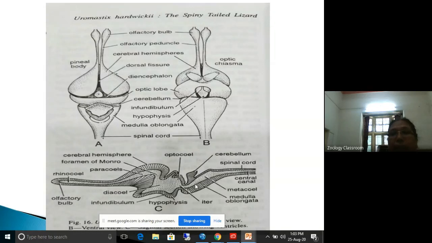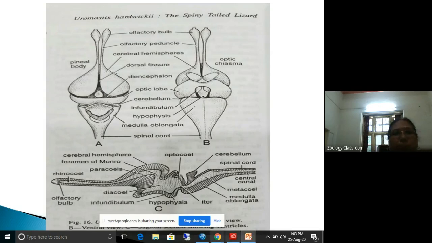It is seen in this diagram, a longitudinal band of nervous tissue called the crura cerebri, which conducts impulses from the hindbrain to the forebrain. Then the third part is the hindbrain, with the medulla oblongata and cerebellum. The cerebellum is also not well developed in reptiles.